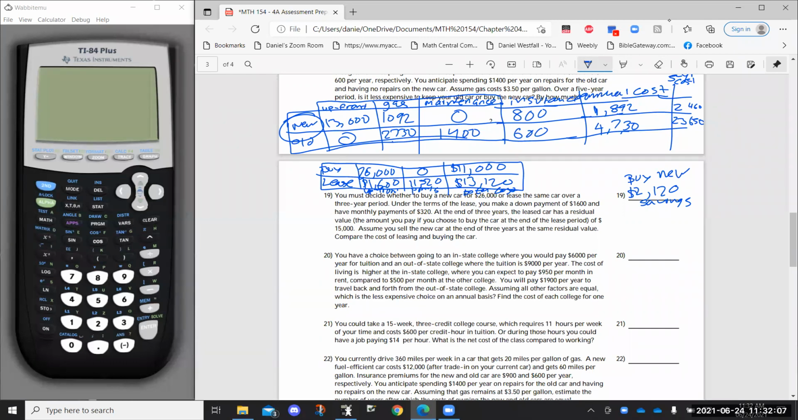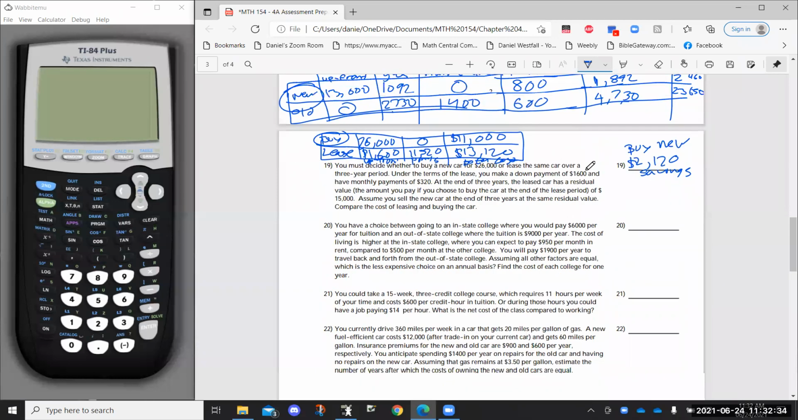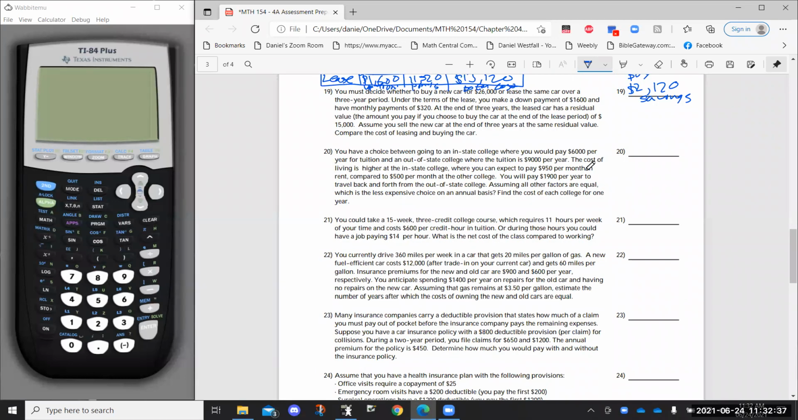So there is a difference of $2,120. It's better to buy here. And you're going to see this as a pattern, that it's usually better to buy things than to lease things or to rent things. That's the big idea of this chapter: it's better to buy and to own than it is to lease or to rent, because you're paying somebody a service fee, paying them some interest, for borrowing their money. All right, that was number 19.